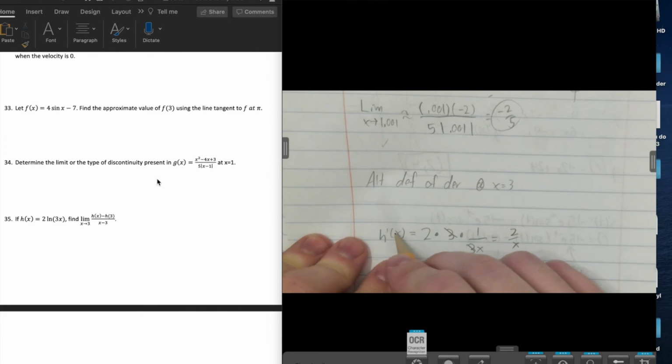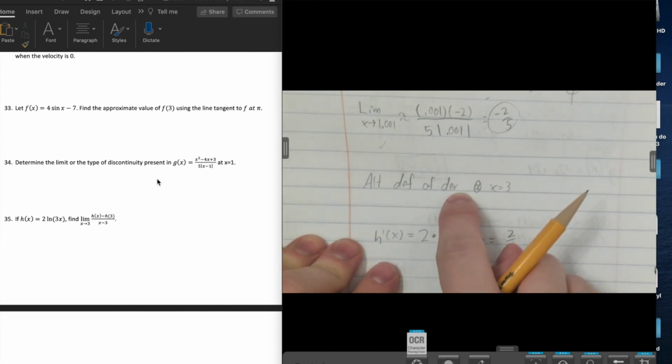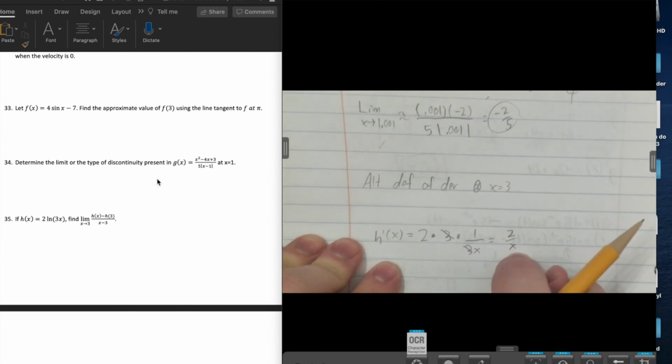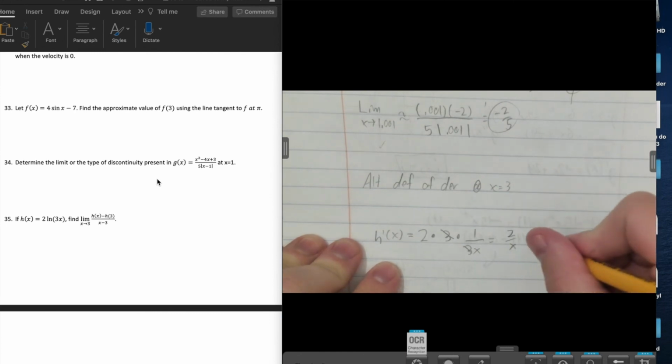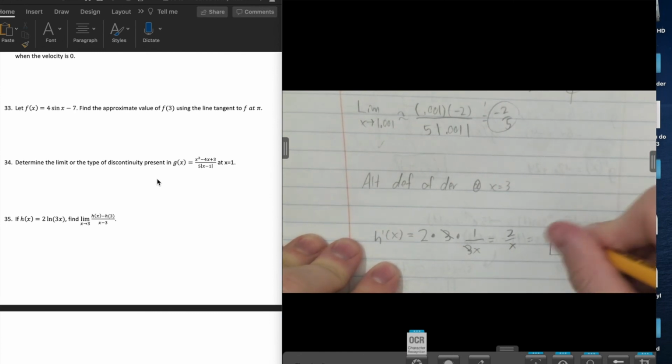And now that I know what h prime is, in other words, I've used the definition of derivative to derive this thing, now I'm going to find that derivative at 3. And so the derivative at 3 is just 2/3.